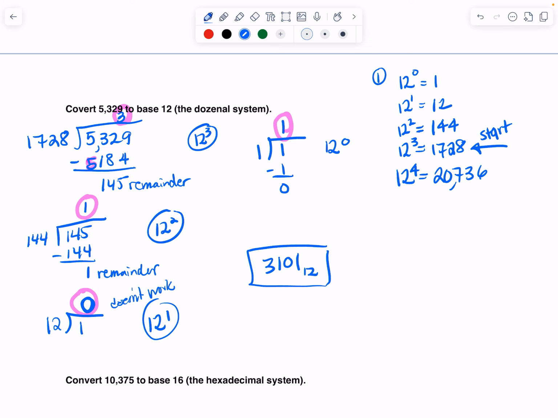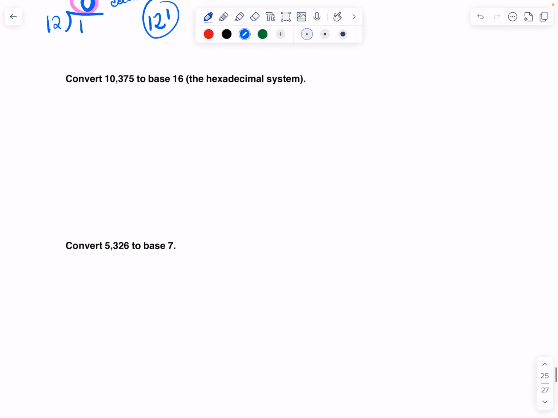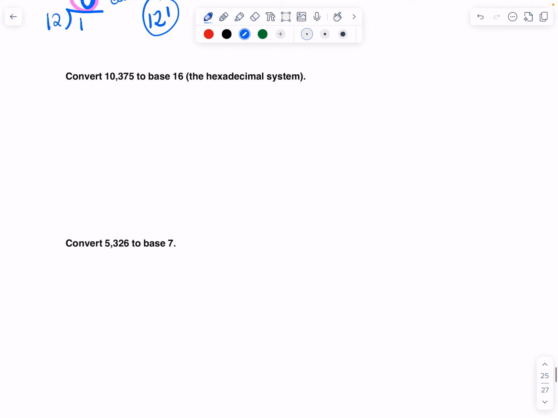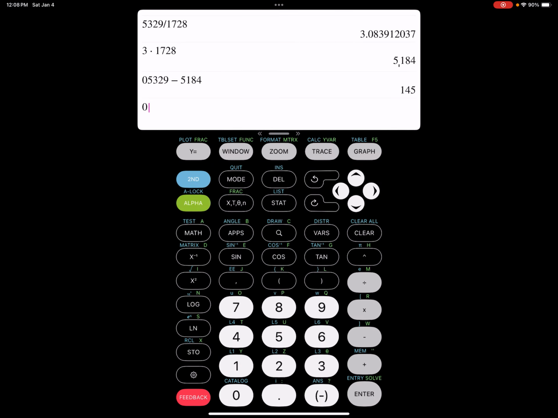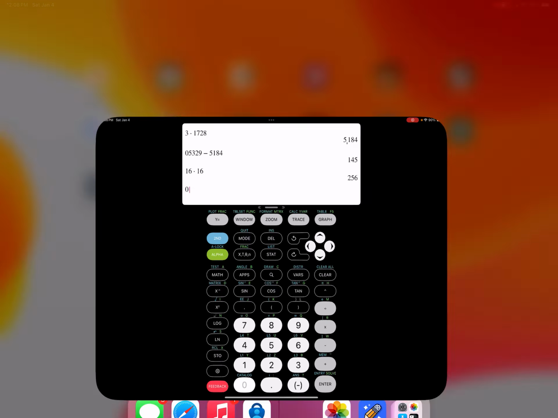All right, let's do another one. Convert 10,375 to base 16. So again, we start with writing out all the positions. So 16 to the 0 is 1. 16 to the first is 16. 16 squared is 256, I think. Yes. Okay.